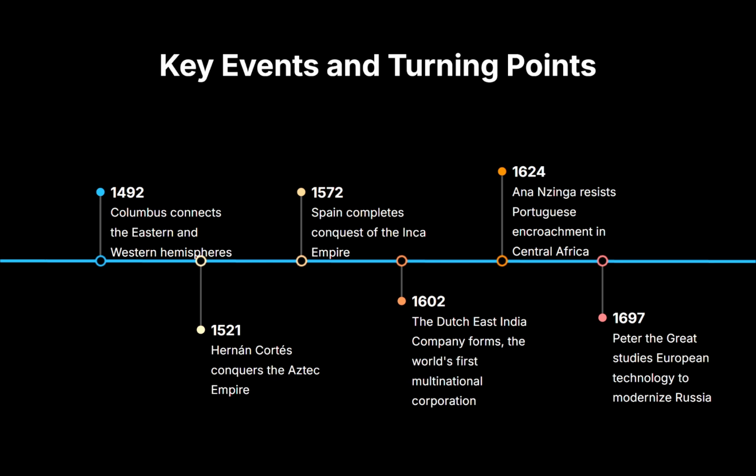1450 to 1750 was an age of firsts. In 1492, Columbus connects the hemispheres. In 1521, Hernan Cortes conquers the Aztecs. 1572, Spain completes conquest of the Inca Empire. 1602, the Dutch East India Company forms, the world's first multinational corporation. 1624, Anna Nzinga resists Portuguese encroachment in Central Africa. And 1697, Peter the Great studies European technology to modernize Russia.